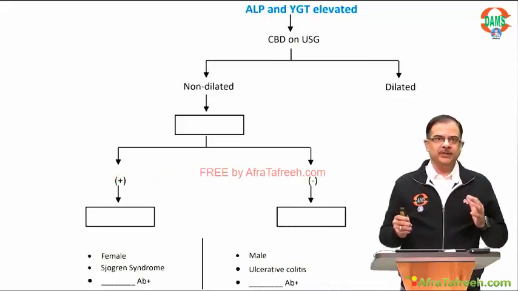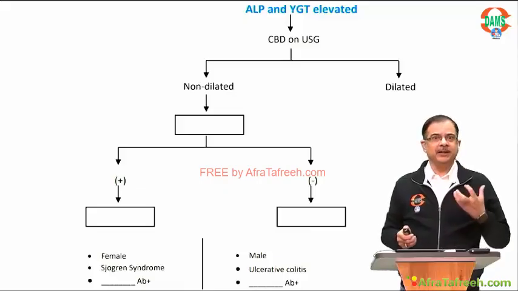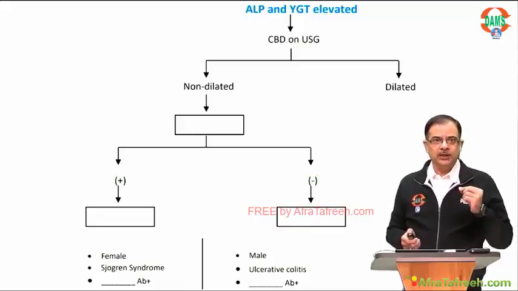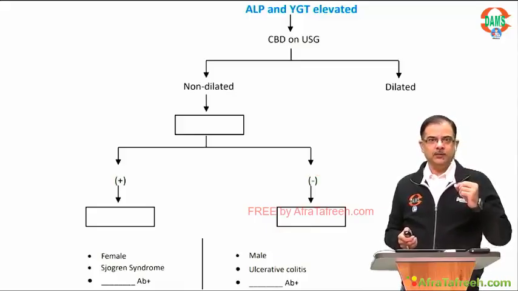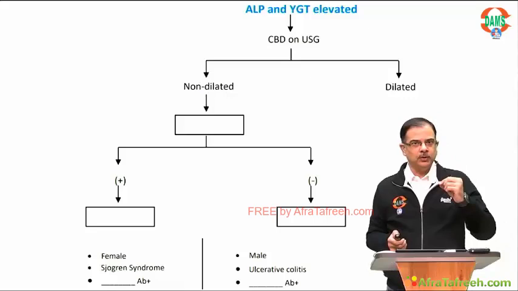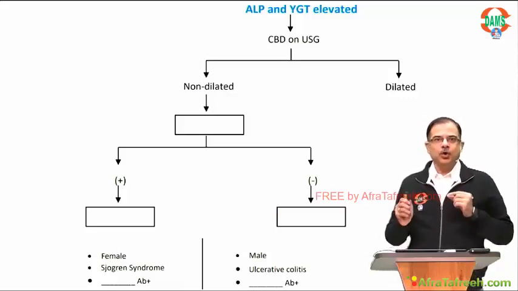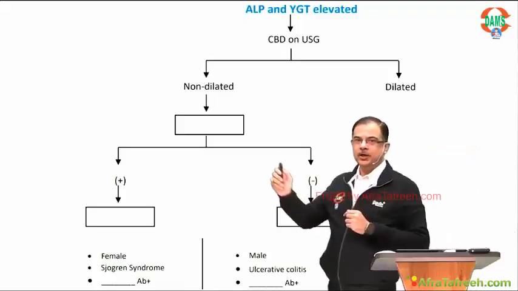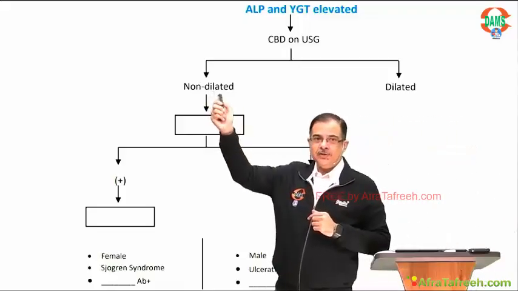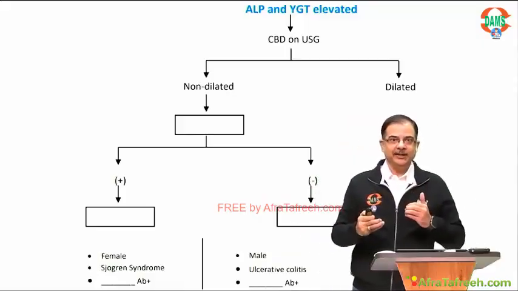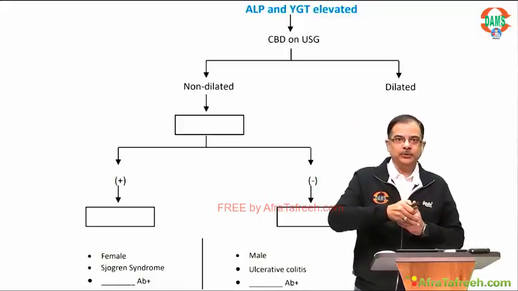So as a physician, you are suspecting that a patient has obstructive jaundice features. So just go for the ultrasound, and in the ultrasound, focus on the common bile duct. If the common bile duct is not dilated, it means the obstruction is intrahepatic bile duct obstruction.